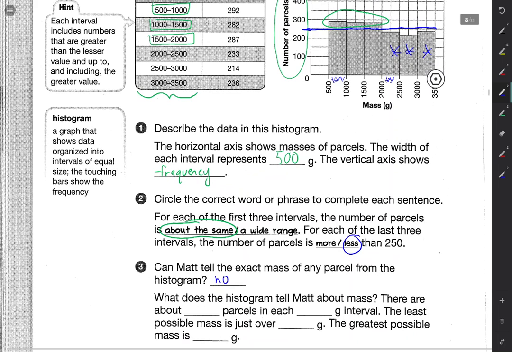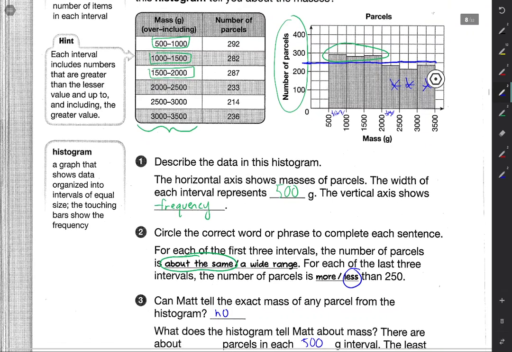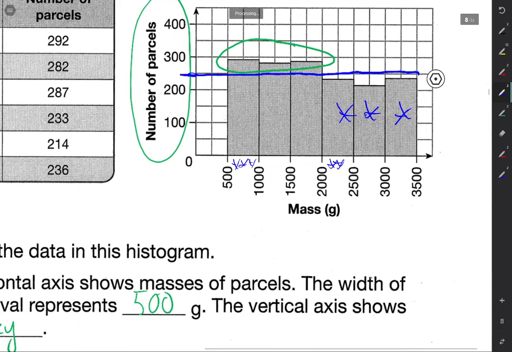What does the histogram tell Matt about mass? There are about blank parcels in each blank gram interval. Well, we know our intervals are 500 grams, but approximately how many parcels are there in each 500 grams? So this is just an estimate. Let's look at where all of these intervals are hovering.